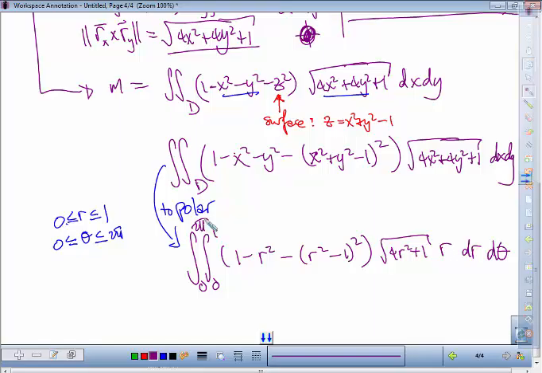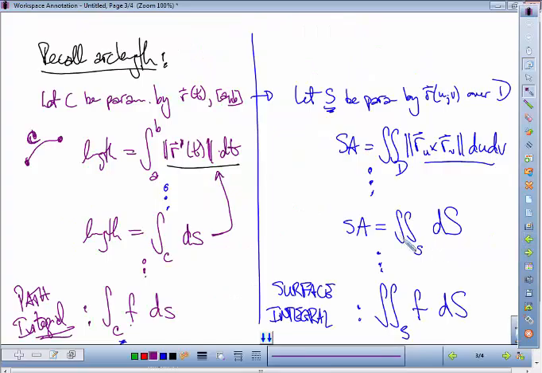All right. So, the path integral is integrating with respect to arc length, and we're integrating over a scalar function. And remember where we took the path integral? Instead of integrating a scalar function, we decided we can maybe integrate a vector field in there, right?